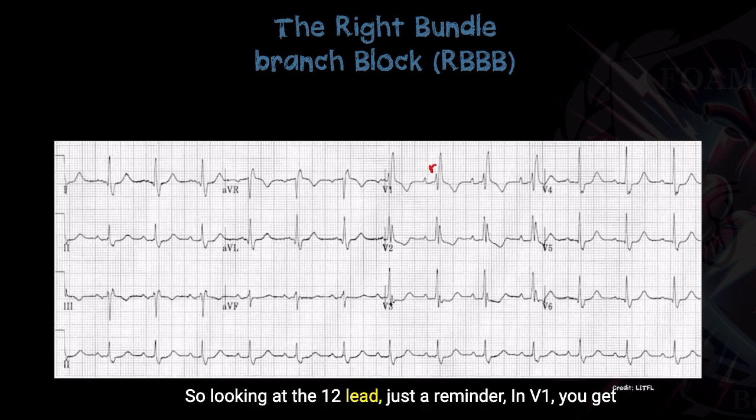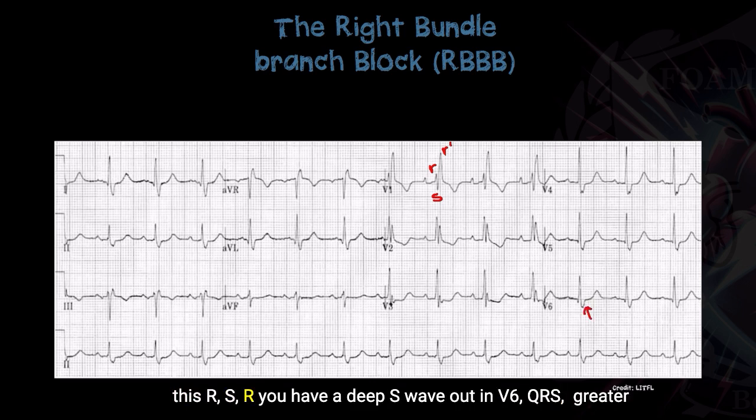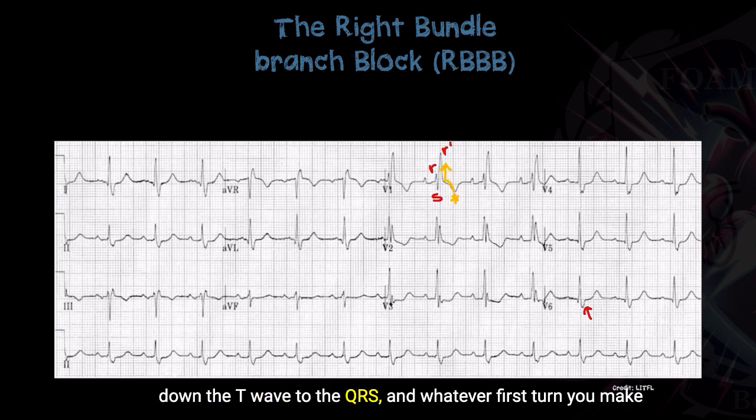So looking at the 12 lead, just a reminder, in V1, you get this RSR prime. You have a deep S wave out in V6, QRS greater than 120 milliseconds. Also something else that you can do. This is the cheater method, but if you imagine yourself as starting to drive a vehicle, start on the T wave, and you drove down the T wave to the QRS, and whatever first turn you make determines whether that's a right or left bundle branch block.